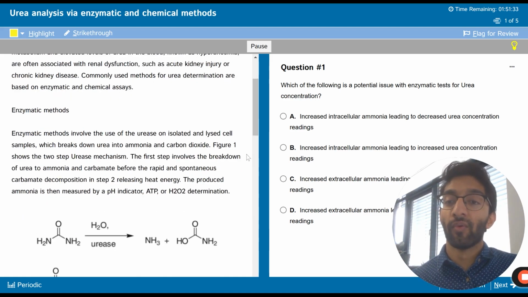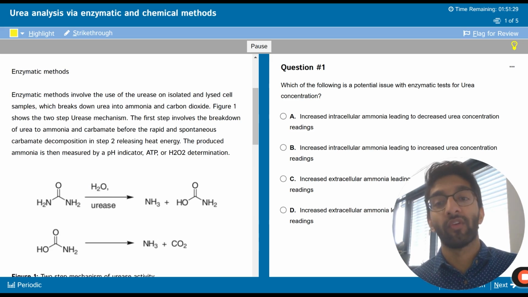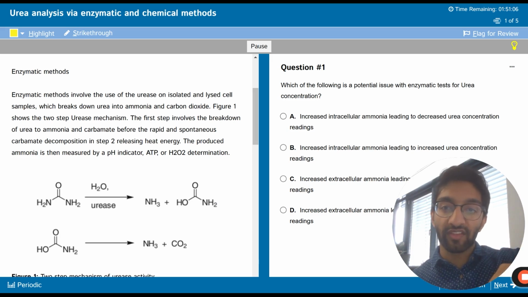Okay, so let's keep reading. Enzymatic methods involve the use of urease on isolated and lysed cell samples, blah, blah, blah. So that breaks down urea into ammonia and carbon dioxide. Okay, so basically what we have here is that if you use urease on, so it's not in the cells, right? But you extract the cells from the body, isolate and lyse them. So basically break them apart, and whatever's inside the cell, then you can analyze that.